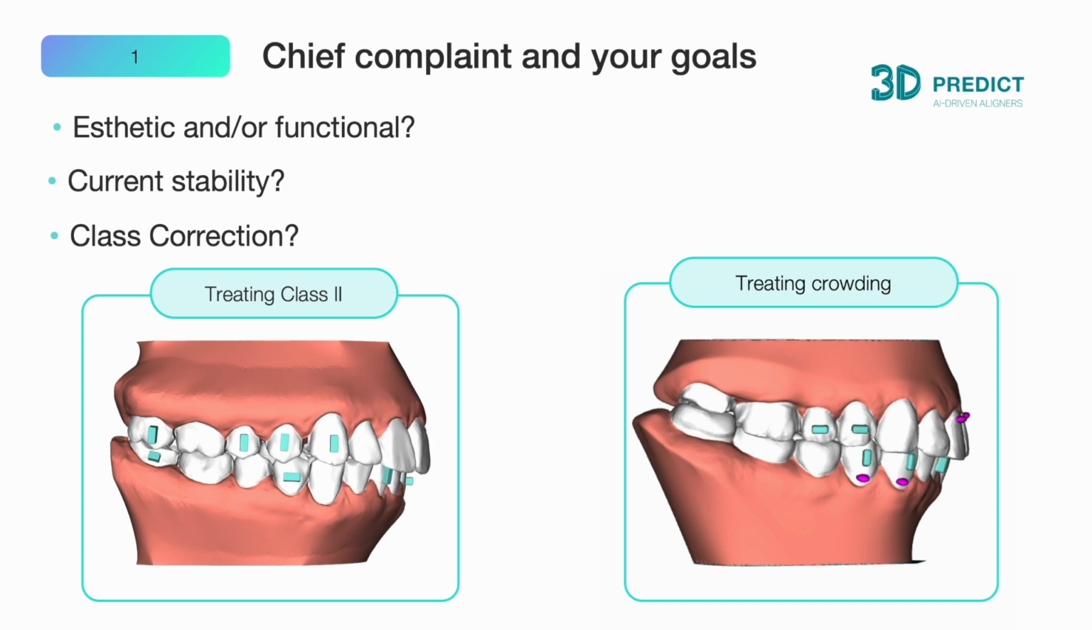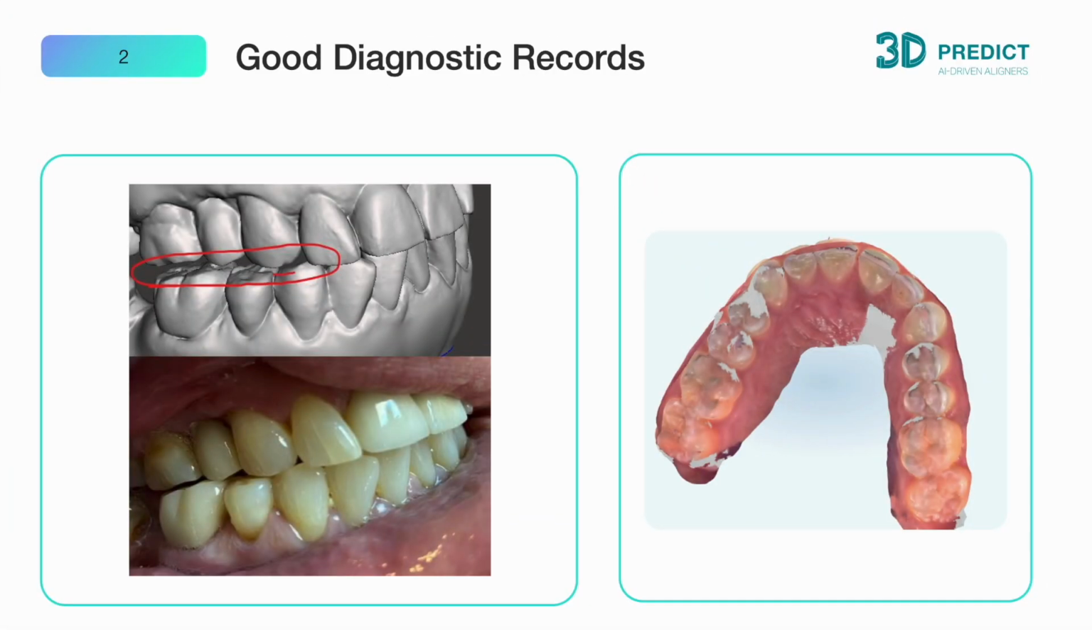The second key is good diagnostic records. In this series, we have videos dedicated to this for a good reason. Poor records will lead to an unpredictable treatment and refinements, so extra treatment time. Depending on the record's quality, the trace may not even fit. Since staff is usually the one acquiring these records, I highly suggest having them watch the pertinent videos.